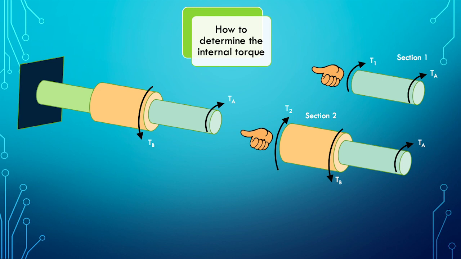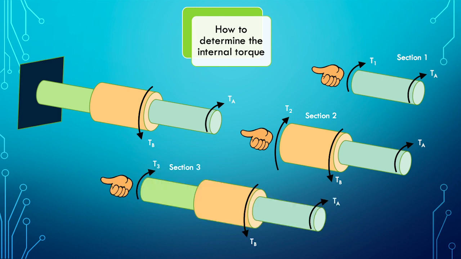Same goes to section 2 and section 3. Every time we cut the section, we do not just consider that particular section, but we have to consider all sections starting from the end of the structure. The value of internal torque can be determined by applying the static equilibrium equation. If we get the value of internal torque as a positive value, it means our assumption is correct. But if it is a negative value, the direction of torque should be in the opposite direction. The details of calculation will be shown in the next video.